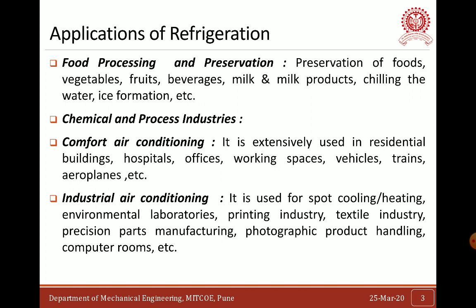Next is the industrial air conditioning system. The difference between comfort and industrial is that comfort means for the comfort of the human body, and industrial air conditioning means for doing some industrial processes where a lower temperature or some specific environment is required. For example, it is used for spot cooling or heating, environmental laboratories, printing industry, textile industry, precision parts manufacturing, photographic product handling, computer rooms, etc. Such types of air conditioning come under industrial air conditioning applications.